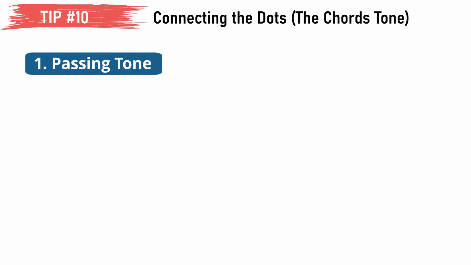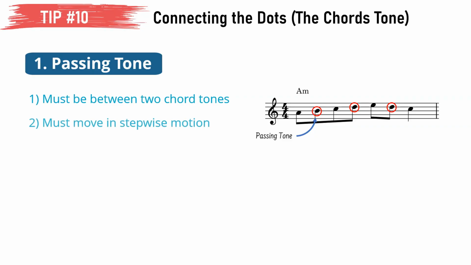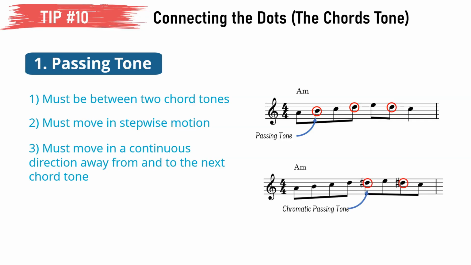A passing tone is a type of non-chord tone. It is used to pass between chord tones. 3 criteria must be met. Must be between 2 chord tones, must move in stepwise motion, must move in a continuous direction away from and to the next chord tone. It can be diatonic or chromatic.